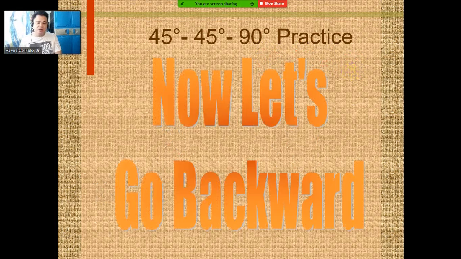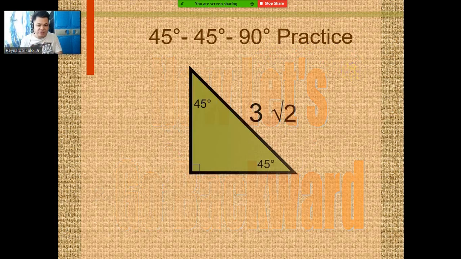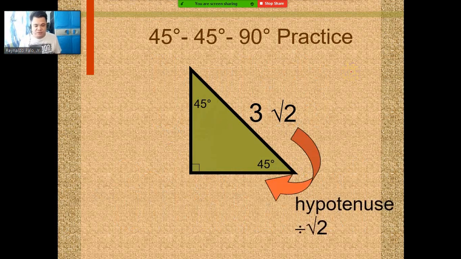Alright? Next. Now let's go backward. This time, the hypotenuse is given, and we're going to compute for the legs. So first is 3 square root of 2. The trick here is we just have to divide 3 square root of 2 by square root of 2. A while back, to get the hypotenuse, you multiplied the leg by square root of 2. This time, you're going to divide the hypotenuse by square root of 2 to get the answer.